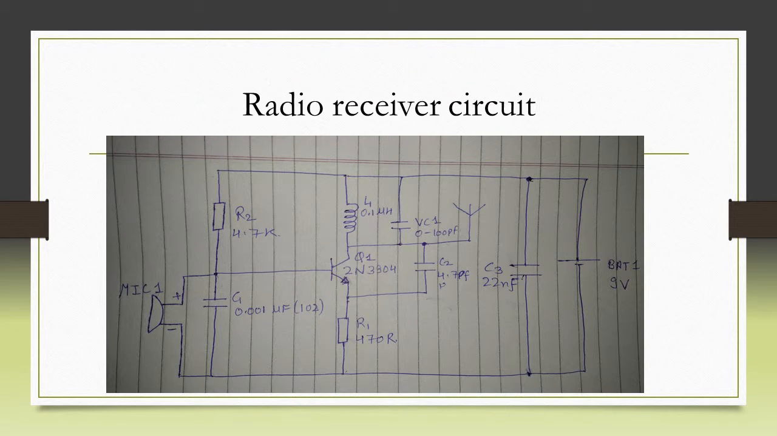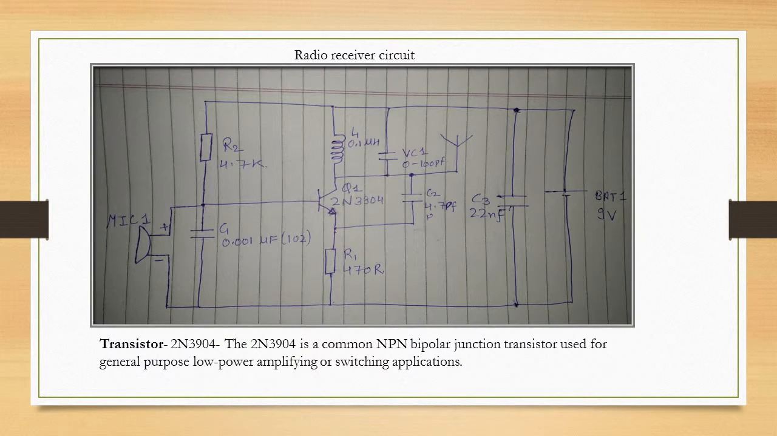This is the radio receiver circuit, consisting of various elements. First, transistor 2N3904. The 2N3904 is a common NPN bipolar junction transistor used for general purpose low power amplifying or switching applications.